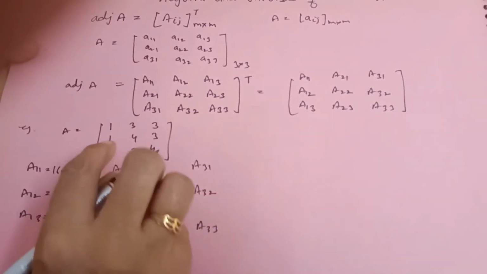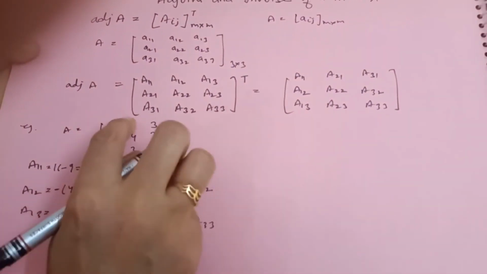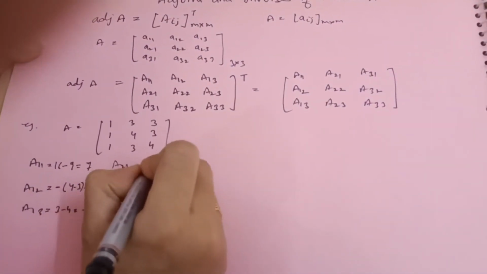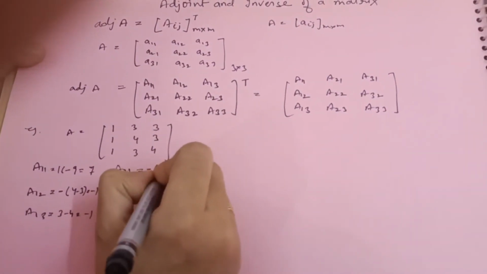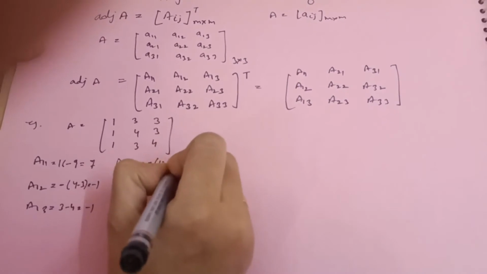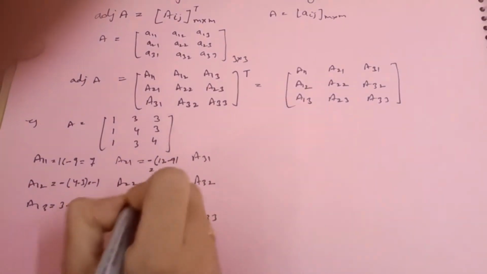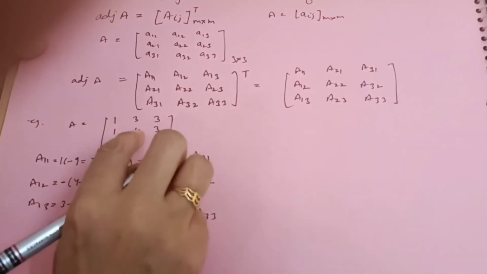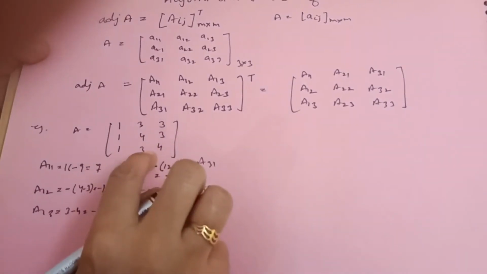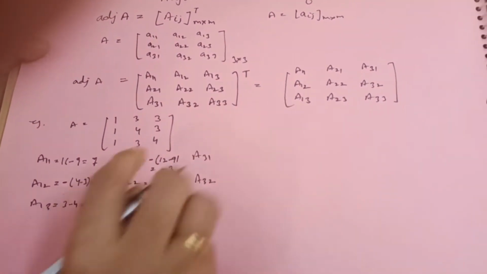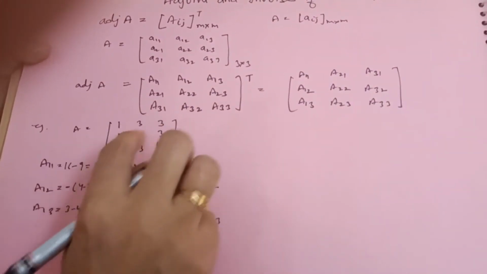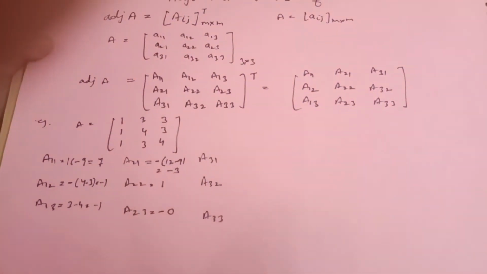Now A21 means deleting this row and this column. 2 1 is odd, so I need to put the negative sign first. A21: delete this, 4 times 3 is 12 minus 3 times 3 is 9, so it is equal to minus 3. A22 is positive, you go to this one, 4 minus 3 is 1. Then A23 is negative, delete this one, 3 minus 3 is 0. Minus 0 means 0 only.